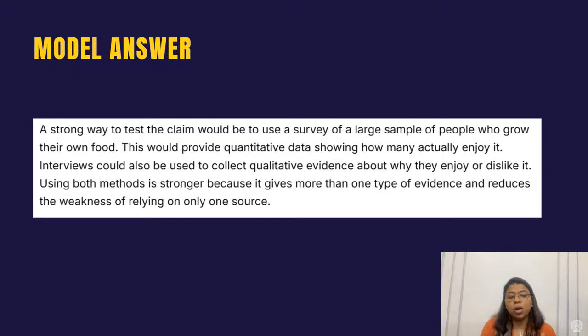A keyword is basically a word that conveys more relevant meaning. I would phrase it like this: a keyword is a word that is quite relevant to the subject. So quantitative, qualitative, evidence about why they enjoy or dislike it. Using both methods is stronger because it gives more than one type of evidence and reduces the weakness of relying only on one source.